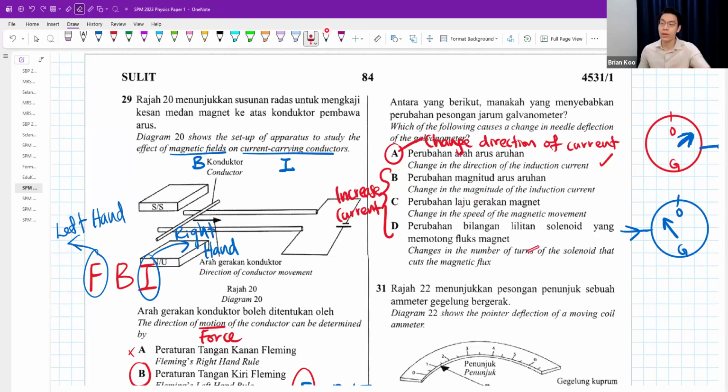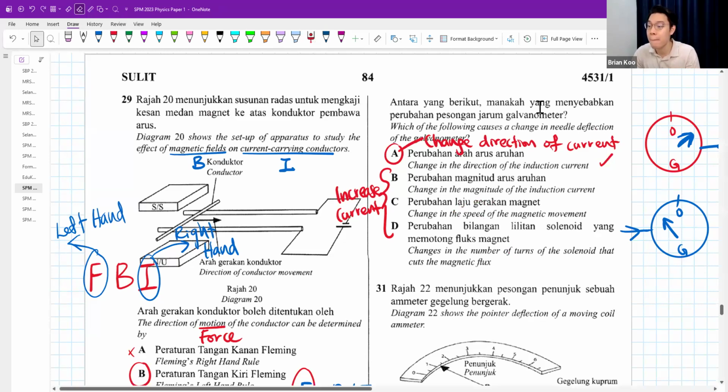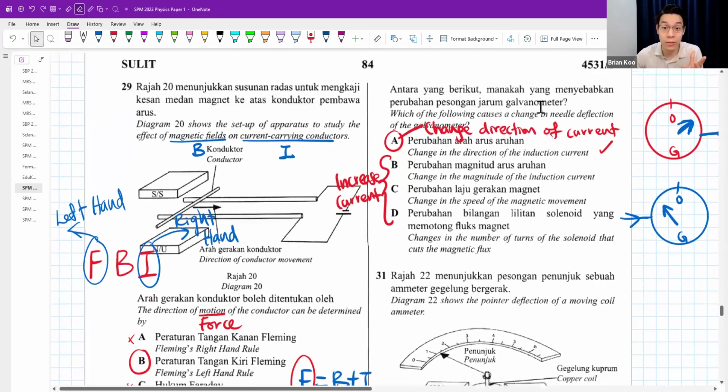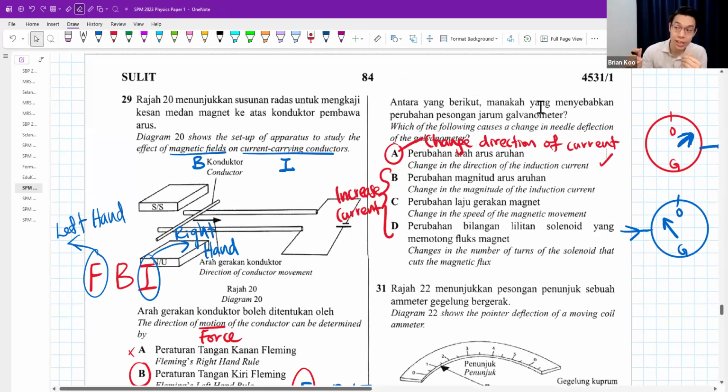You got more turns of solenoid, it will cut more flux, more current also. Okay, so best answer is A. Sometimes the question can sound confusing. You read out all the options, you see what is that one best answer. Or sometimes got two answers, but you have to learn to pick the best one.